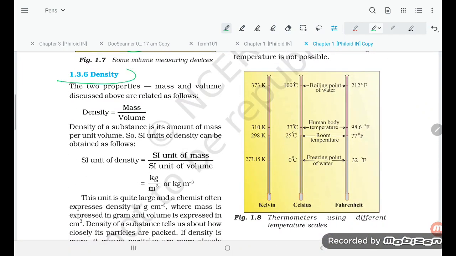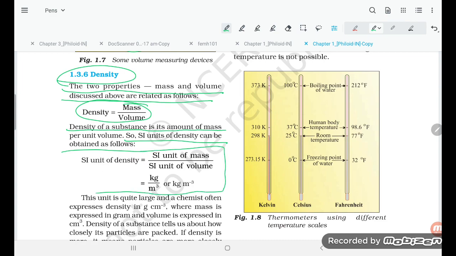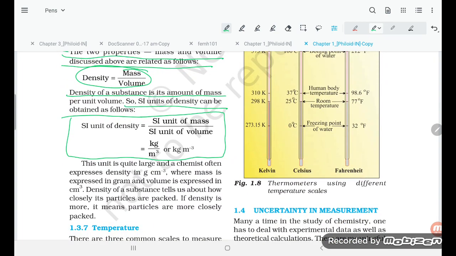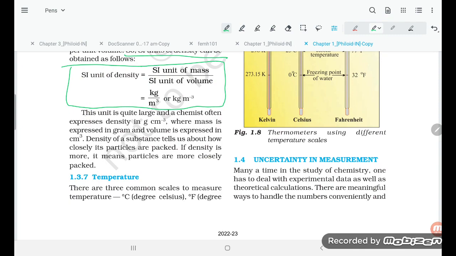Density. The two properties, mass and volume, discussed above are related as follows. Density is equal to mass by volume. Density of a substance is its amount of mass per unit volume. So the SI unit of density can be obtained as follows. SI unit of density is SI unit of mass by SI unit of volume, that is kg upon meter cube, or kg per meter cube.